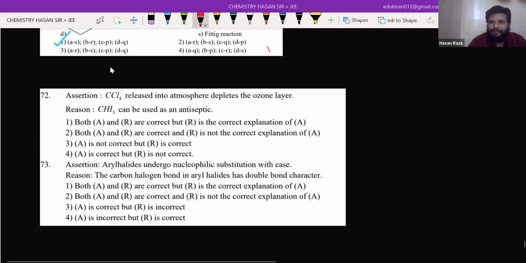Antiseptic is a medicine, basically a cream that we use when there is a cut in our hand or something like that. From becoming infected, it saves us. So these are uses that you should take care of. Now, that is the good side. For question number 73, it's correct. And 72 is also correct.